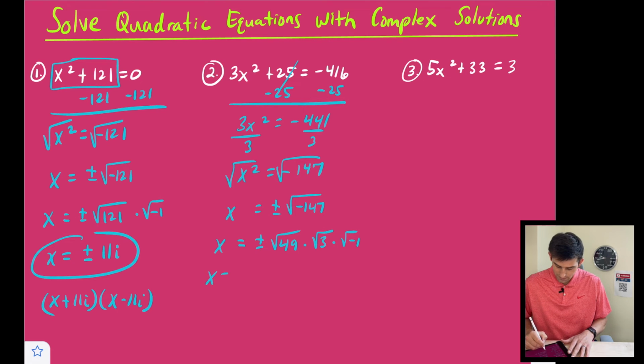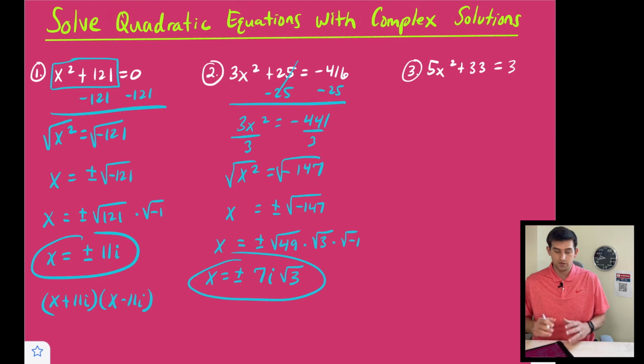So now we know this is x equals positive or negative, square root of 49 is 7, square root of negative 1 is our unit i, and then we can write our root 3 next to it. Okay, so our two solutions would be 7i root 3 and negative 7i root 3.